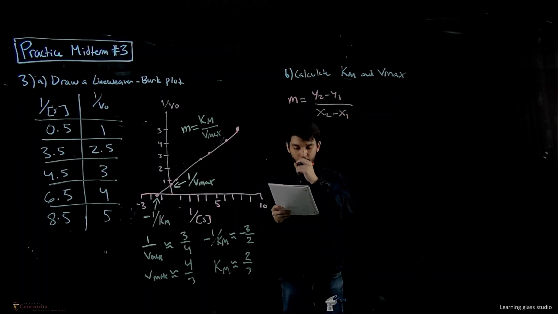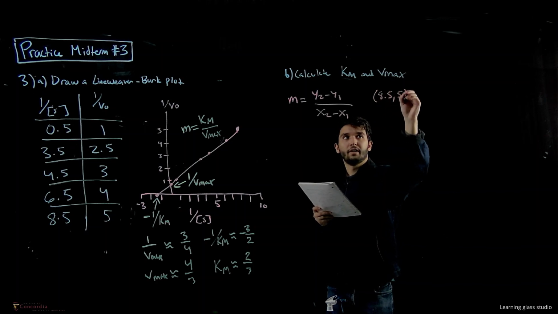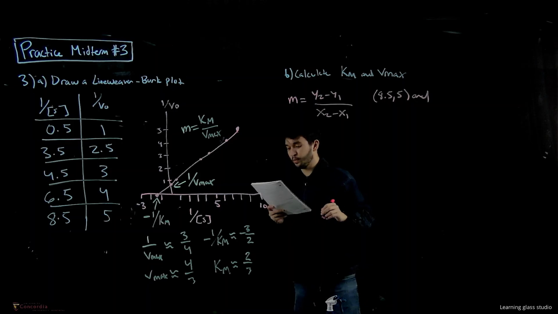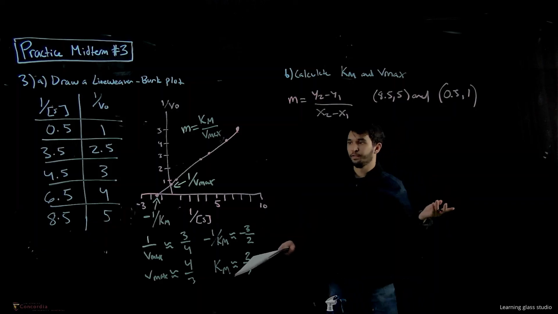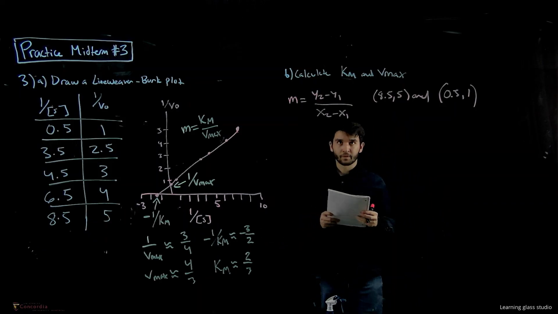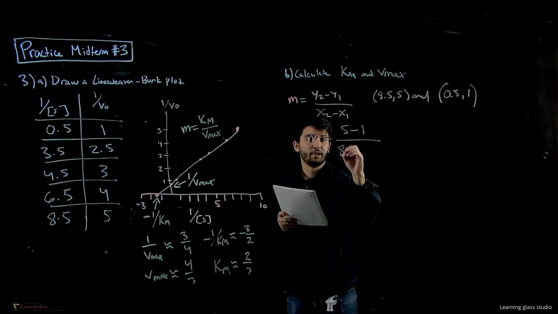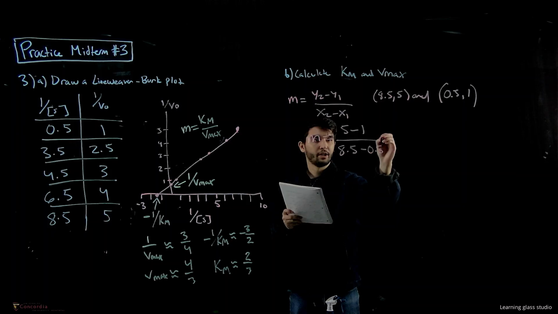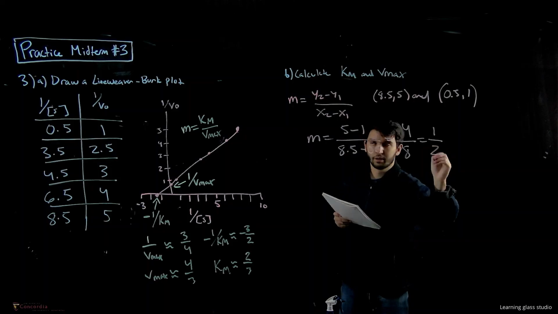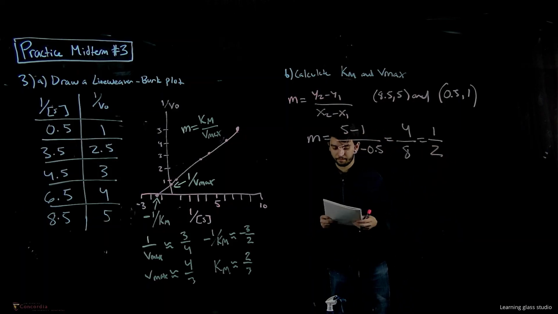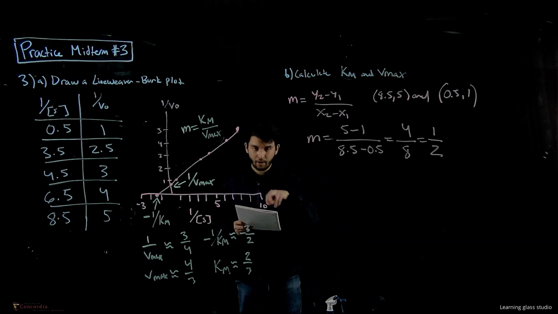I am going to pick 8.5, 5, and I am also going to pick 0.5, 1, so just the first and the last point, okay? So we get m is equal to 5 minus 1 divided by 8.5 minus 0.5, and we get that this is equal to 4 over 8, which is equal to 1/2. Okay, so the slope is 1 over 2. Next up, we can calculate Km and Vmax.